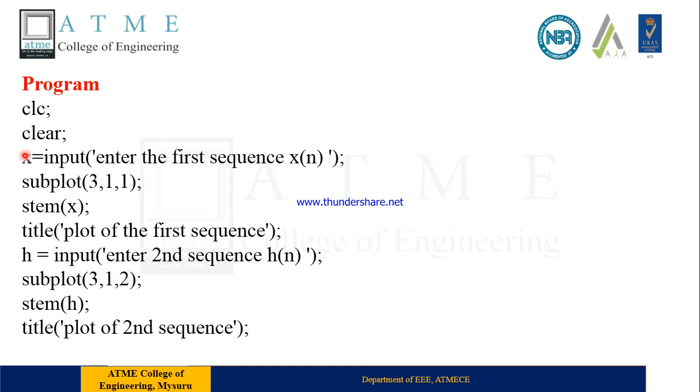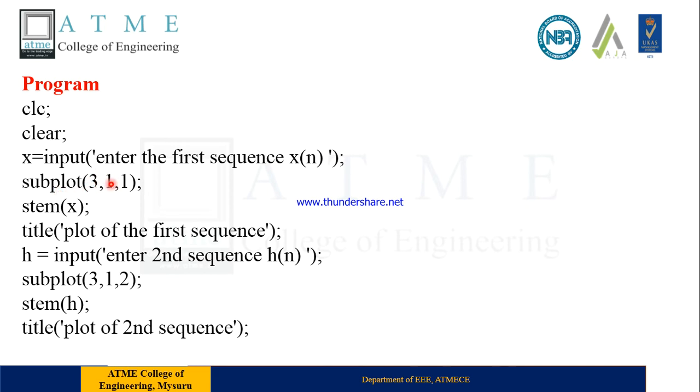So if I am to enter the first sequence that we just came across, that is 1, 2, 5, 7, 8, 9, I have to enter that first sample x as an input sequence. I'm entering my first sequence, and I have taken into consideration plotting that using my subplot command. So I'm taking a matrix grid in the form of 3, 1, 1.